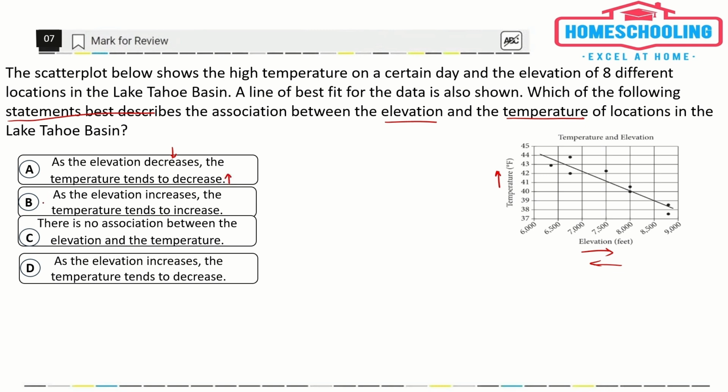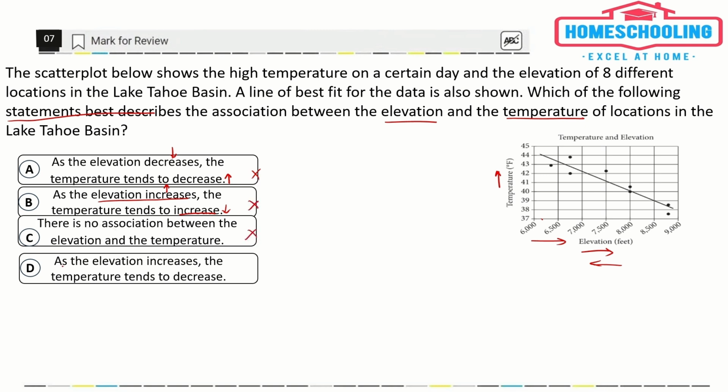Now let's look at option number 2. When elevation increases, the temperature tends to increase. So when we are moving from this side to this side, elevation is increasing. Elevation was 6,000 and the temperature was 44. Here, elevation is near 9,000 and the temperature has reduced. So when elevation increases, temperature decreases. So option B is also incorrect. There is no association? No, there's an association.